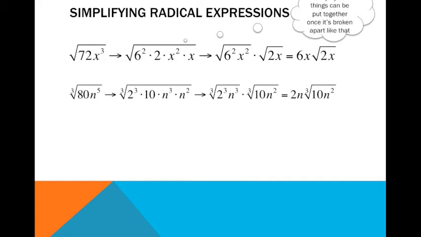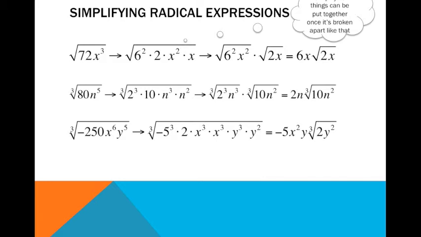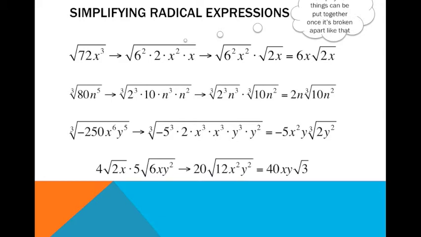In the next problem, you'll be going through the same process. So the cube root of negative 250x to the power of 6, y to the power of 5, should equal negative 5x squared y, cube root 2y squared. Now in the next problem, you can multiply the numbers that are inside and outside of the radical symbol. So, first you end up with 20 root 12x squared y squared, which equals 40xy root 3.